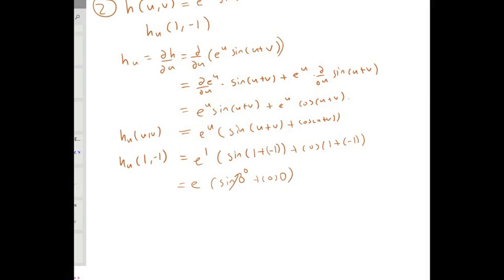Sine 0 is just 0, cosine 0 is just 1, so our answer is e.